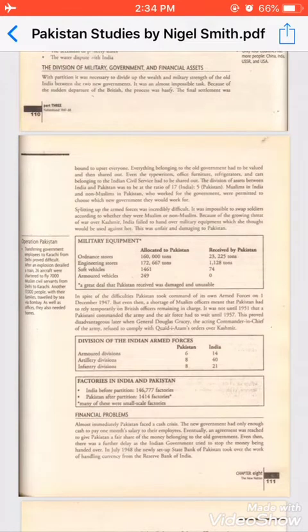With partition, it was necessary to divide the wealth and military strength of the old India between the 2 new governments. It was an almost impossible task because of the sudden departure of the British. The process was hasty. And when this process was hasty, students, ultimately it led to a bit of bias towards India.